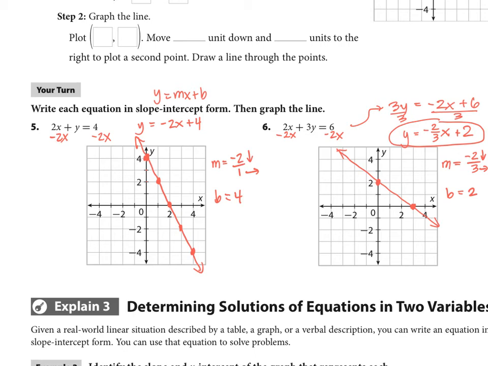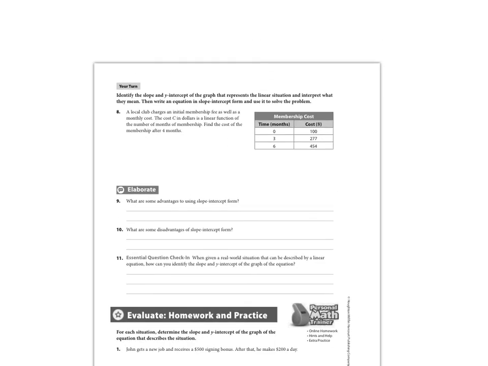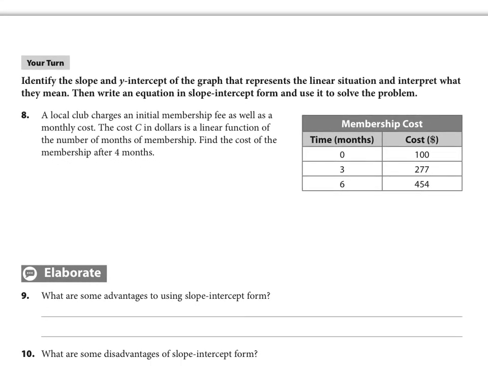And now we have one more problem that we're going to try here. On page 244, the your turn, we're going to identify the slope and y-intercept of the graph that represents the linear situation and interpret what they mean. Then we're going to write an equation in slope-intercept form, and we're going to use that to solve the problem. So the local club charges an initial membership fee as well as a monthly cost. The cost C in dollars is a linear function in the number of months of the membership. Find the cost of the membership after 4 months.